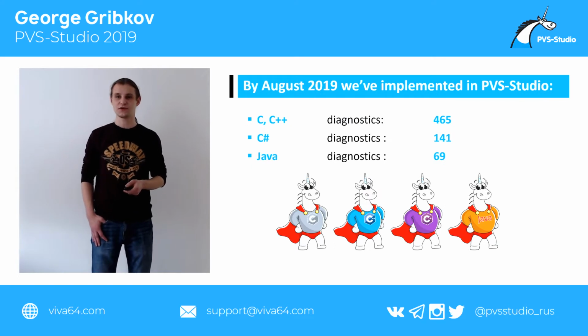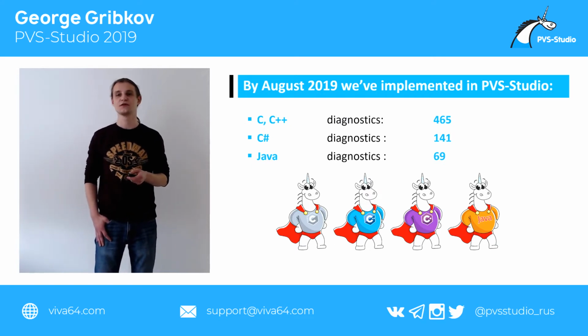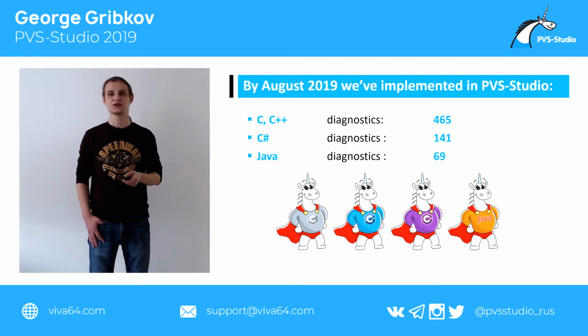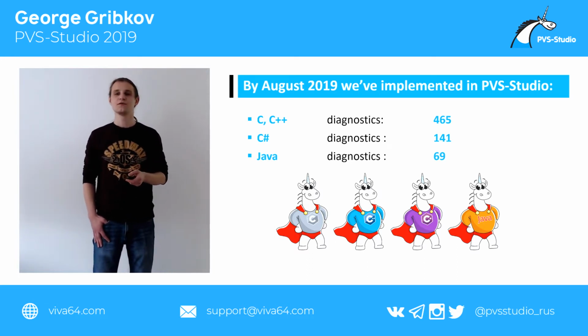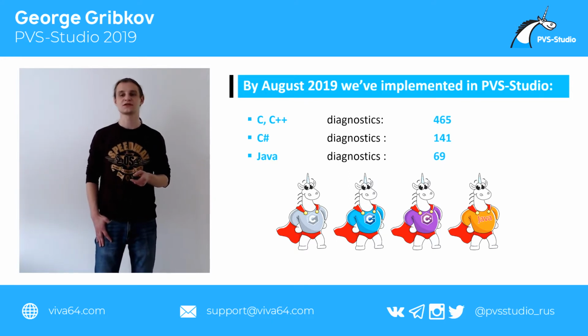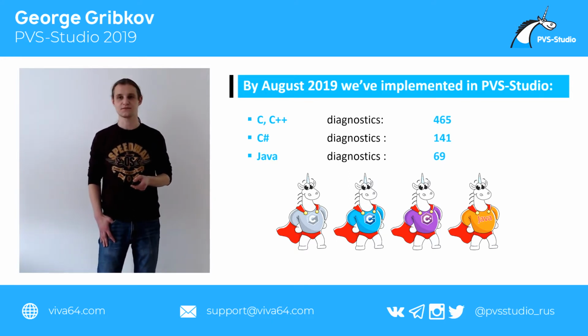At the moment, the analyzer implements the following number of diagnostics. In C++, we are approaching 500 diagnostics. In C#, we have about 150 diagnostics, and Java is less so far. We are working in all these areas, and the number of diagnostics is constantly increasing.